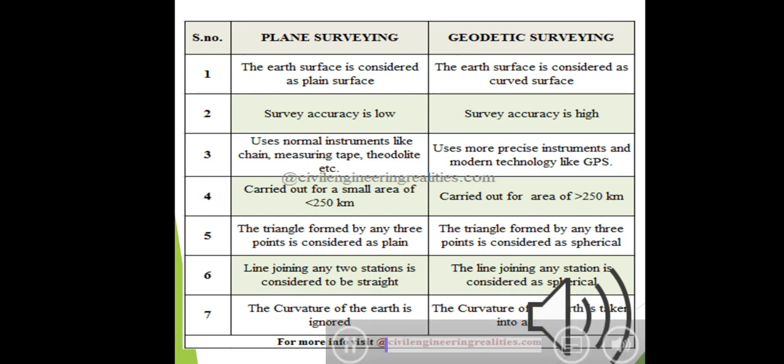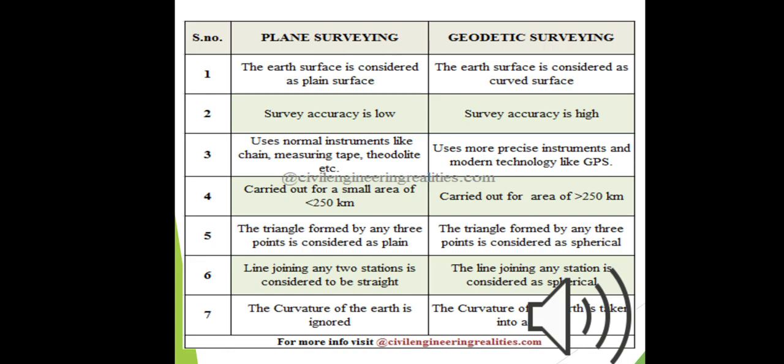In this slide, the difference between plane and geodetic surveying is shown in a table format. In case of plane surveying, the earth surface is considered as plane surface, while in case of geodetic surveying, the earth surface is considered as curved surface. The accuracy is low in case of plane surveying, but in case of geodetic surveying, the accuracy rate is comparatively higher than plane surveying.